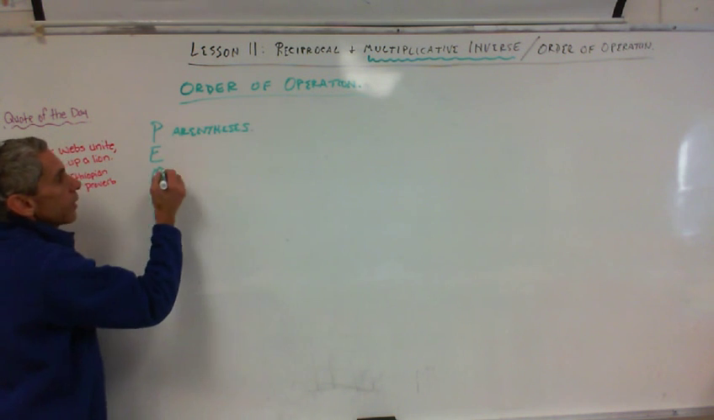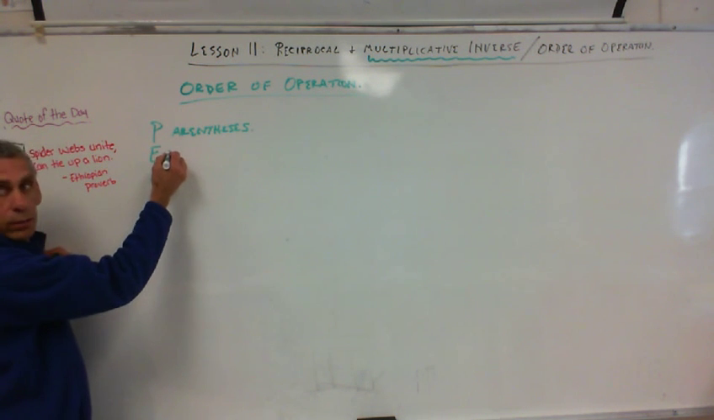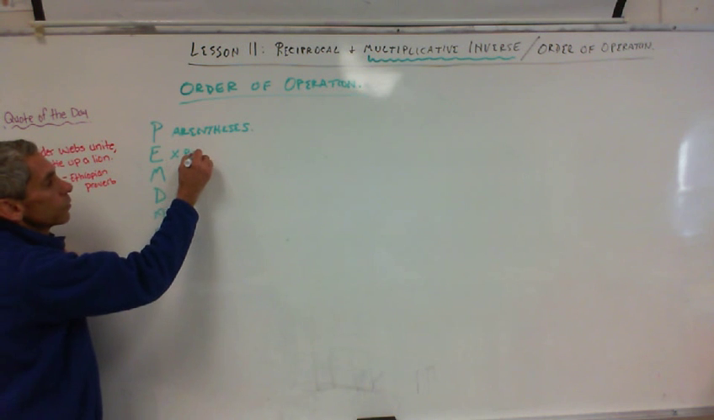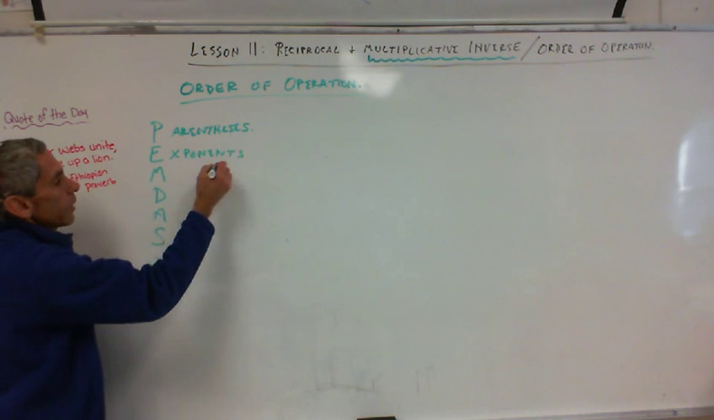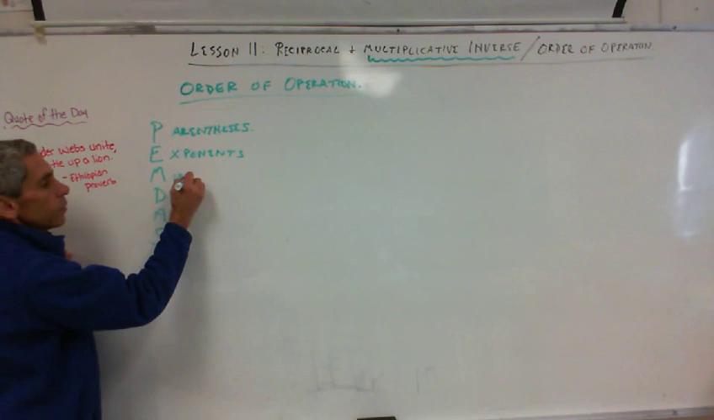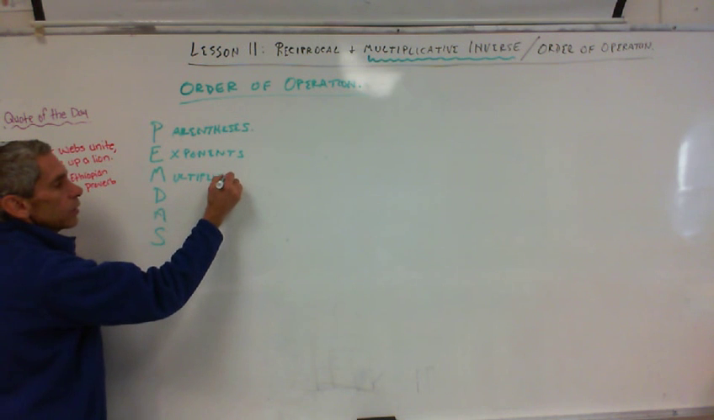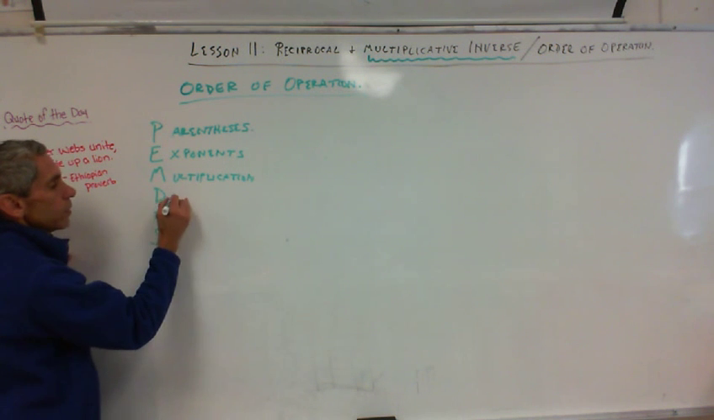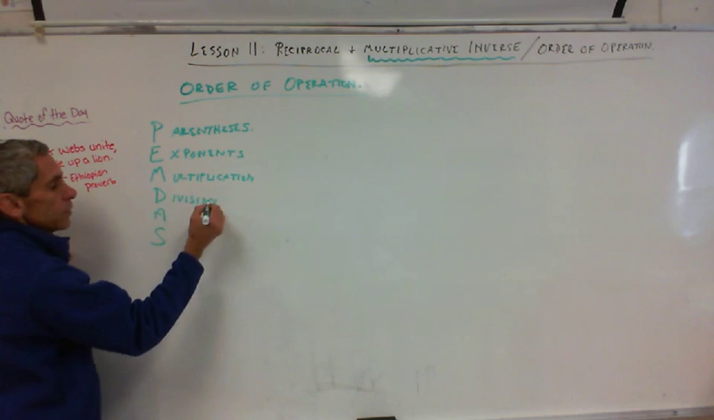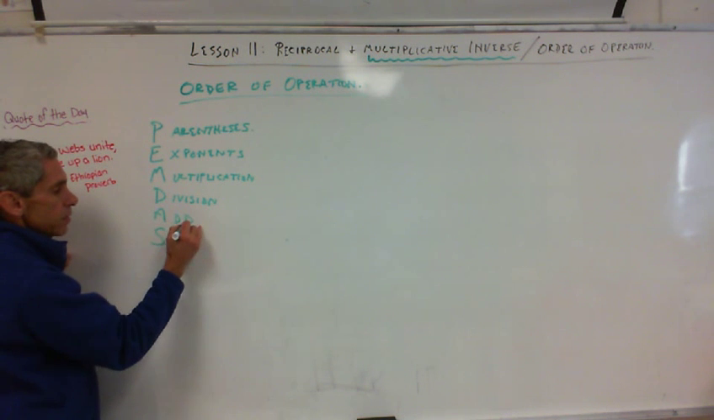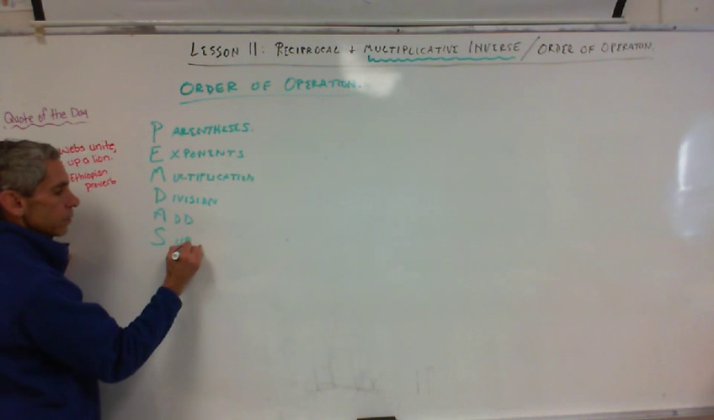So guys, write this down. E stands for exponents. M stands for multiplication. D stands for division. Add, subtract.